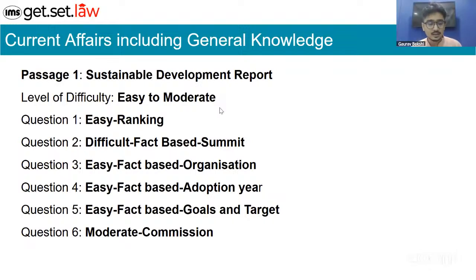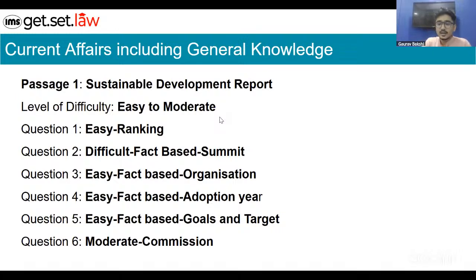So let's continue with the analysis of this section, current affairs and GK. So we have 5 passages, and I'll say out of these 5 passages, 3 are relatively easy, at a level of easy to moderate. Now, let's go through the topics of the first 3 passages. The first was related to the sustainable development report, which we are currently seeing here.